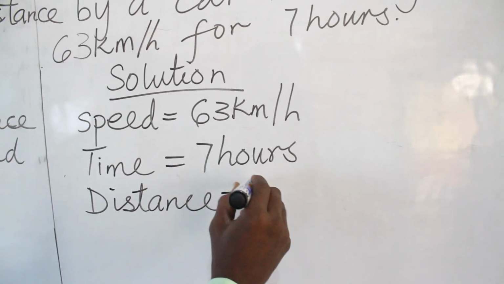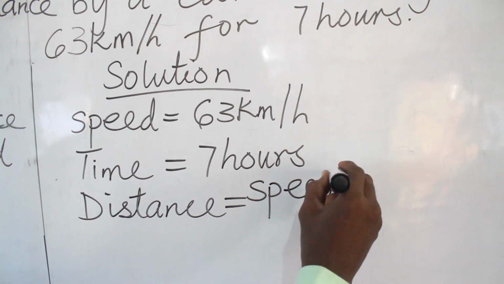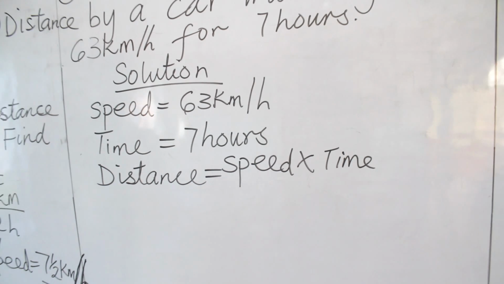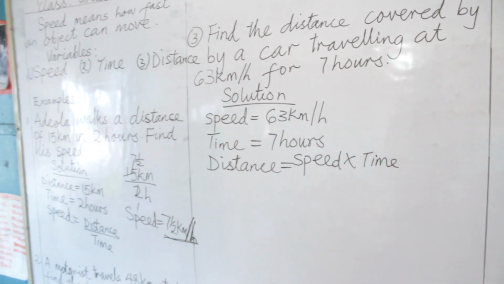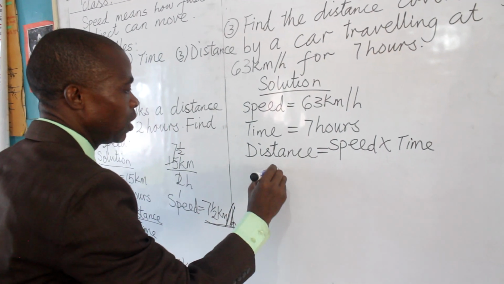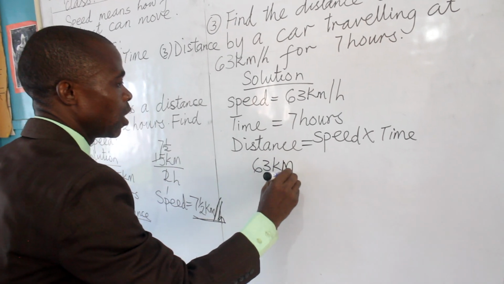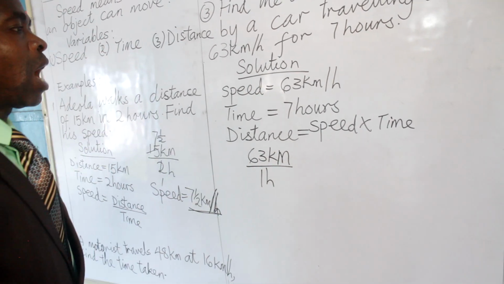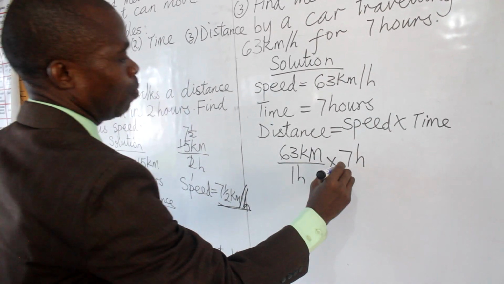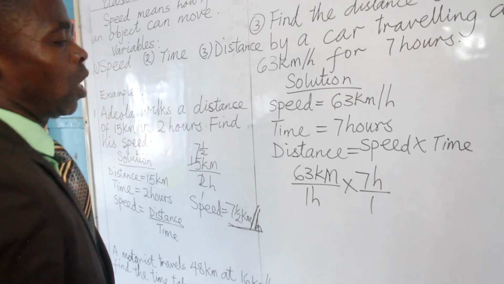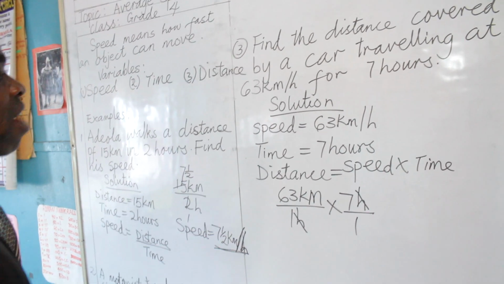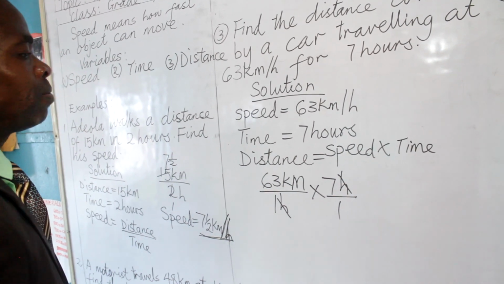So distance will give us speed times time. To get the distance we have speed multiplied by the time. What is the speed given? 63 kilometers in 1 hour. And what is the time? 7 hours. Put it over 1. Since this one is over 1, the hour here will strike out the hour here. Now you have 63 kilometers times 7.